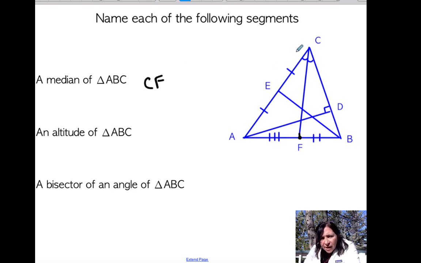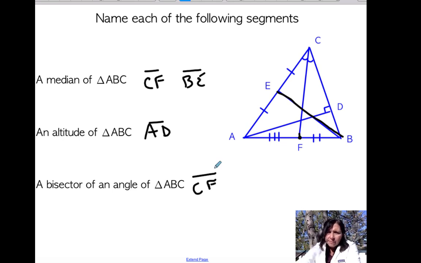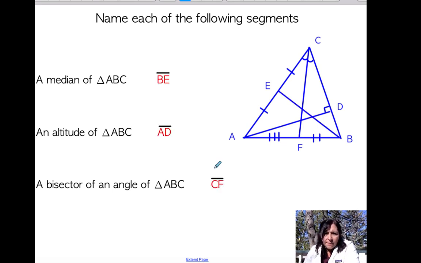CF. I believe that it could also be BE. Okay, that could also be BE. The altitude of ABC would be AD. The bisector of an angle would be CF. Yep.